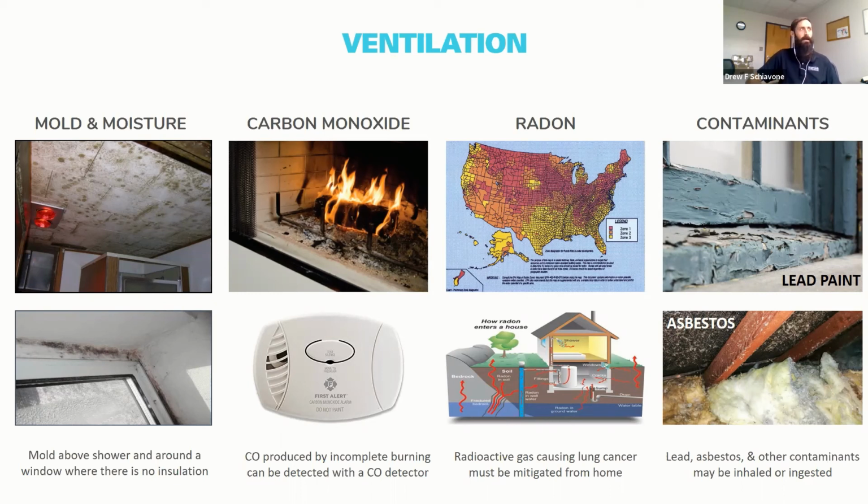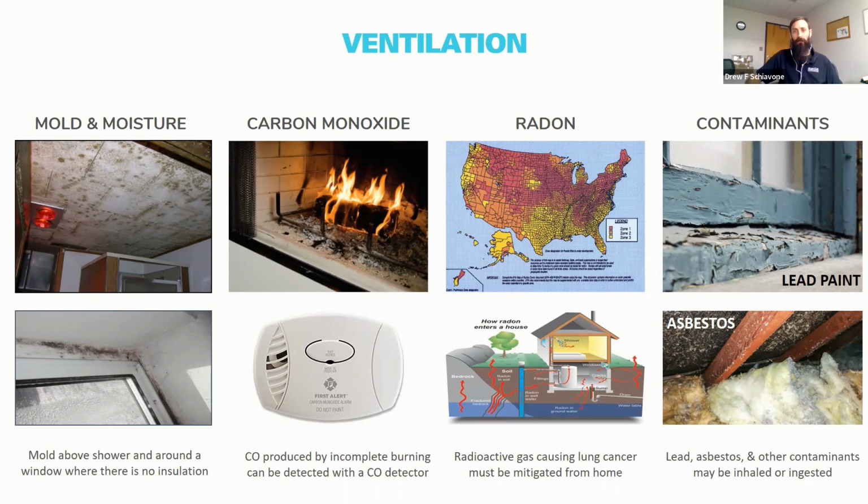You can get a kit from your county health department, or you can buy one at a store or on Amazon, and you can test your radon. If you have an immediate digital meter, it'll give you instant values. Otherwise, you have to send it in to a lab to get your results back. But test for radon for sure.